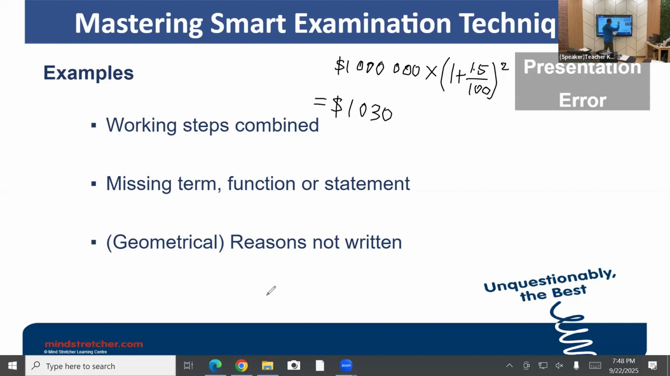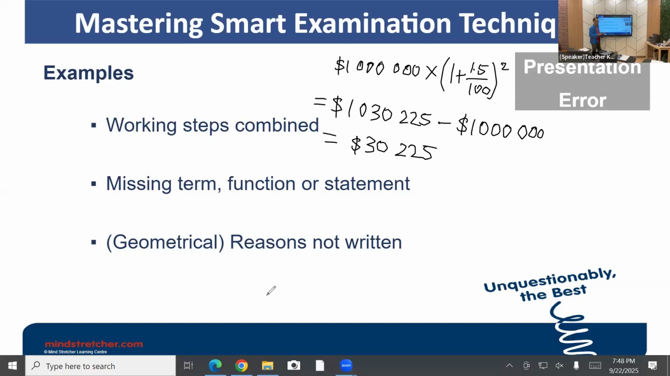It was 1,030,225. Okay, and then straight away he did a minus 1 million. And for the final answer, he got 30,000. Is this correct? What is wrong with this one? What do you think? Minus 1 million.